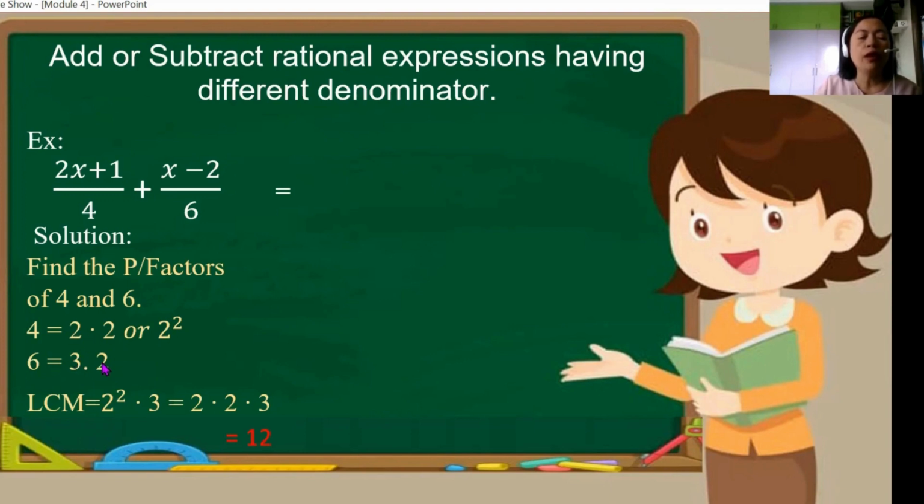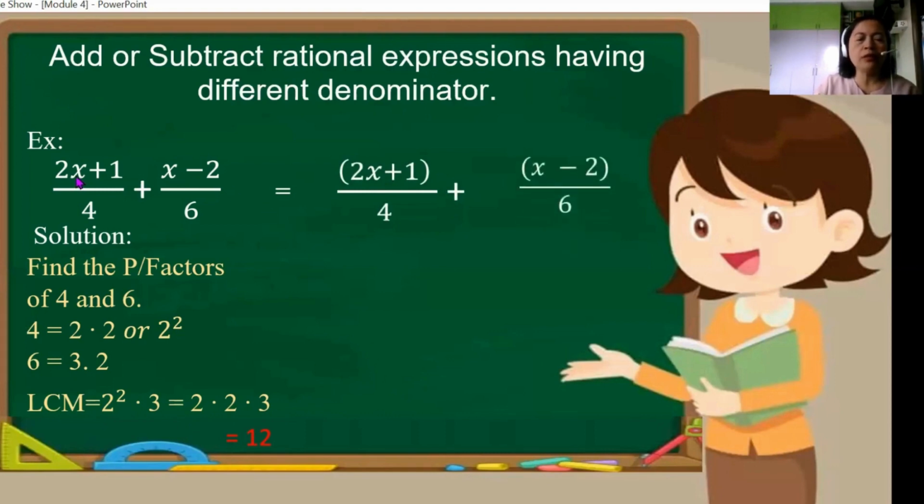Kung may common, ang factor with highest exponent, ang kunin mo doon sa lowest common multiple or lowest common denominator. Kaya naman 2 squared. Kasi dito 2 lang. Ibig sabihin 1 yung ating exponent dito. Dito 2 squared. So 2 squared ang kunin natin kasi mas mataas yung exponent niya times the other factor na naiwan, 3. So i-multiply mo lahat yan, 12 na ang 2 times 2, 4 times 3, 12 pala ang ating lowest common denominator. Okay? So ganito na ngayon.